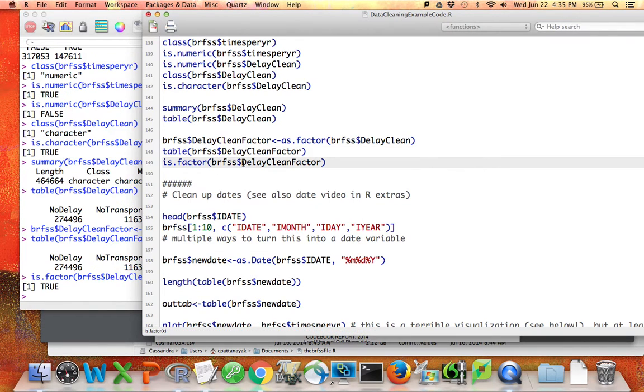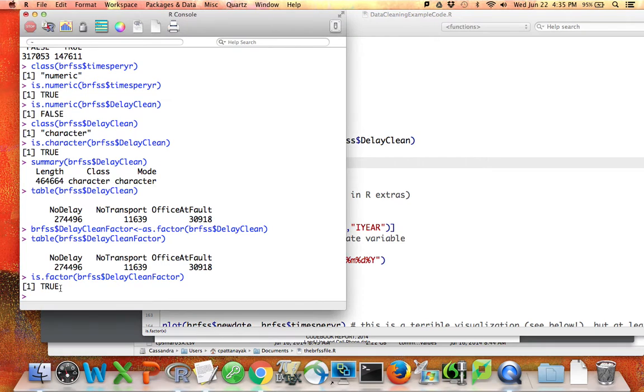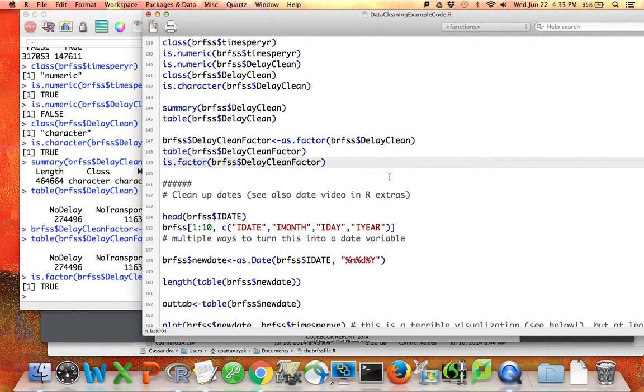But now if I ask the question, is this a factor? The answer is yes, and so I can go ahead and do things that require a factor. And sometimes when you're looking at an error, when you're trying to do a particular thing in R, sometimes it'll say this variable isn't a factor. So now you know how to check that and how to fix it if that is indeed the case.